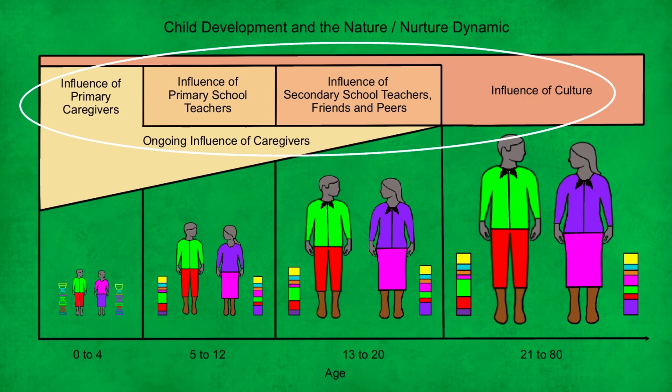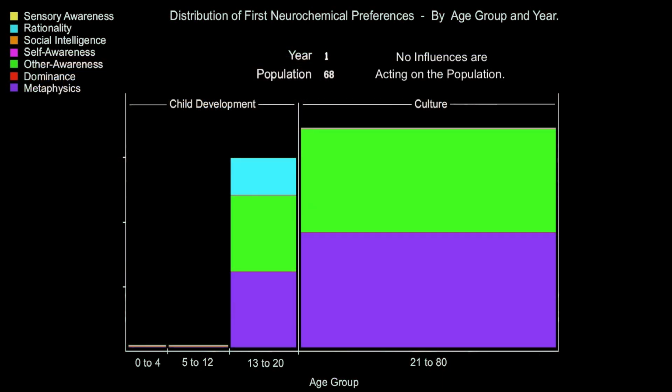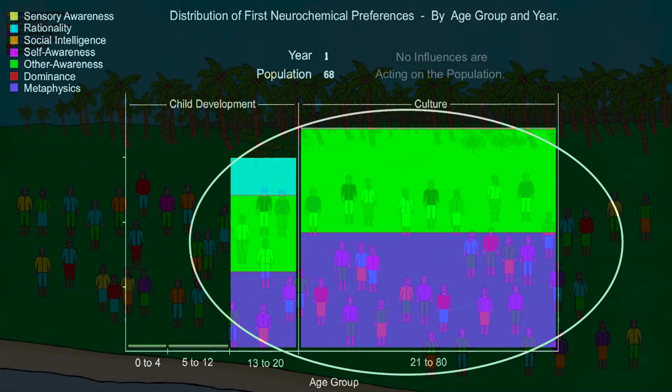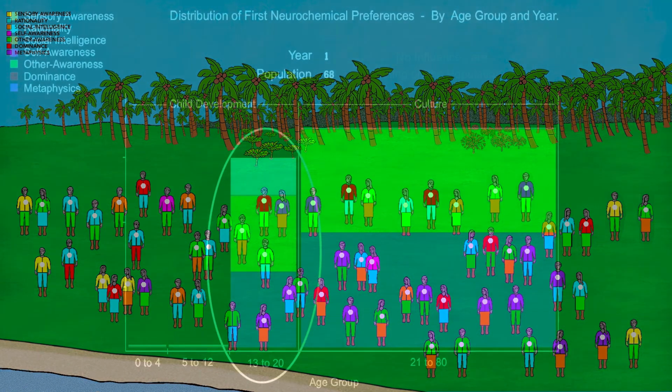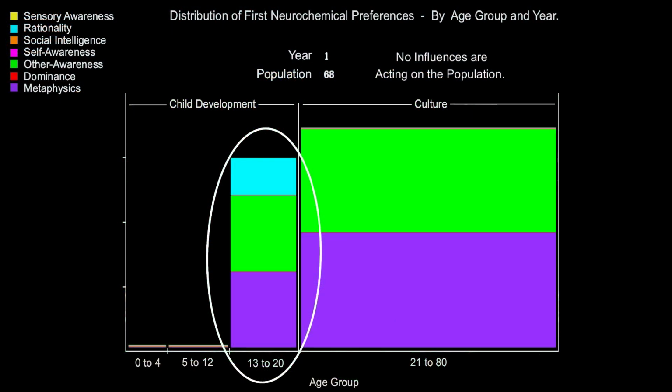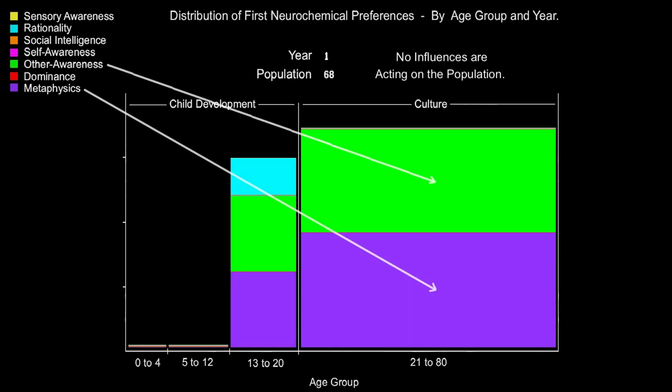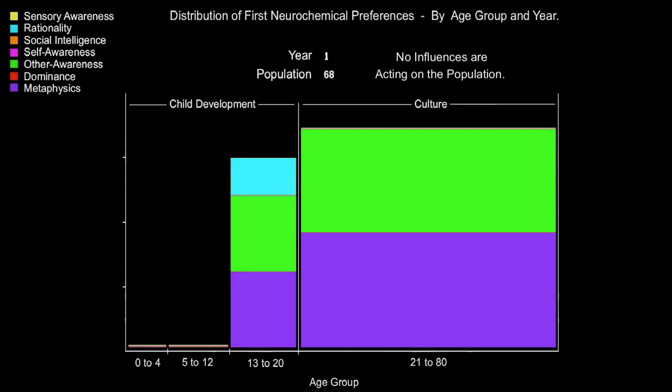So here we go with the first run. No influences are acting on the population for this first run. So we see initially that we have the first neurochemical processes for the starting population, represented on the graph. So only the first neurochemical preferences have been counted for this starting group. Only the top color of their clothing. Some of the starting group are aged between 16 and 20 years old, and are represented here. And as we'll see, these younger individuals will age and quickly move into the adult age group. The two most prevalent first neurochemical preferences of the adults are other awareness and metaphysics, which is typical of a traditional culture. Here we go now running the graph.